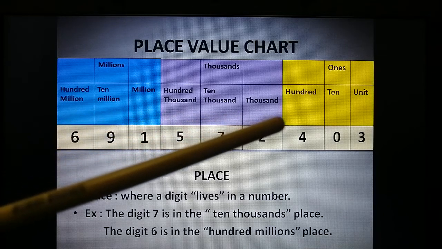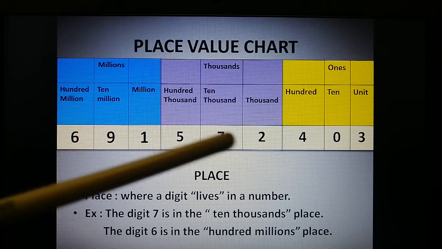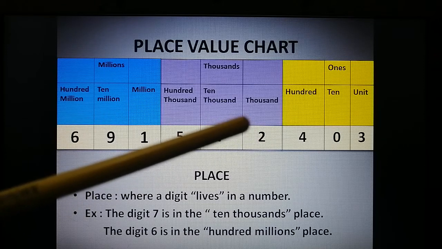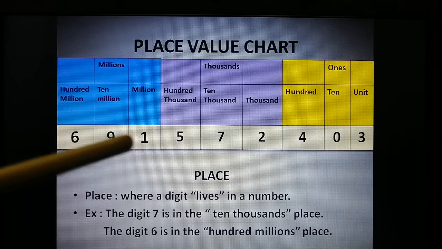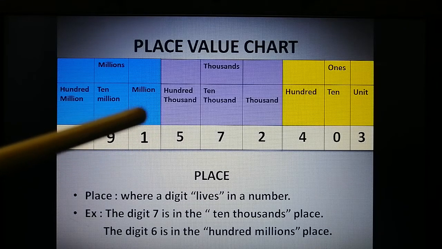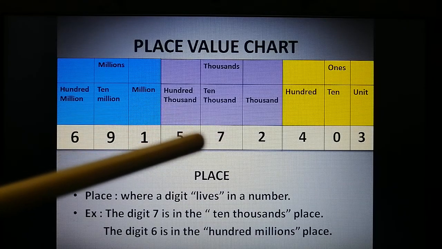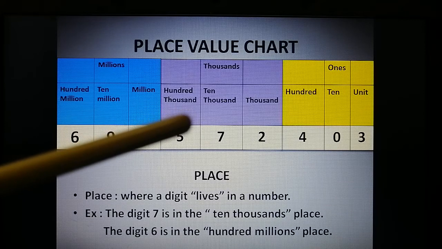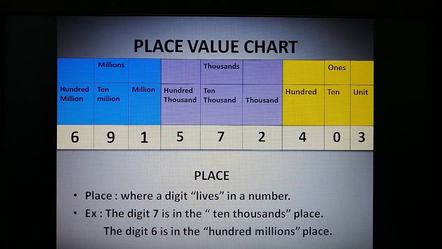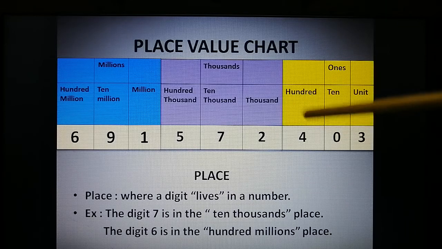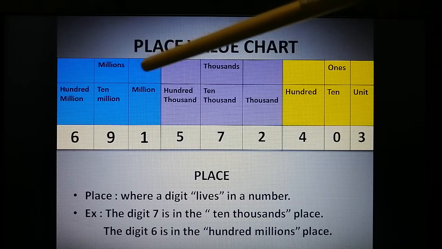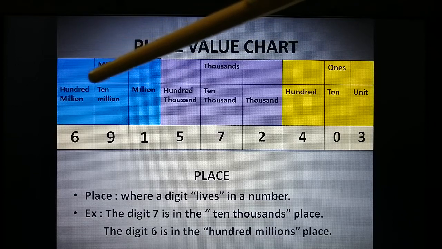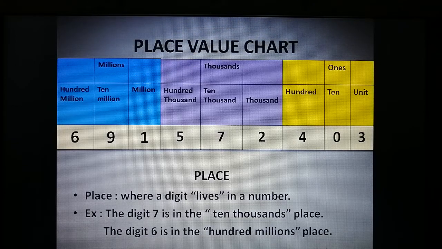The place of 2 is 1000. The place of 3 is unit. The place of 1 is million. The place of 7 is 10,000. So unit, 10, 100, 1000, 10,000, 100,000, million, 10 million, 100 million are all places.